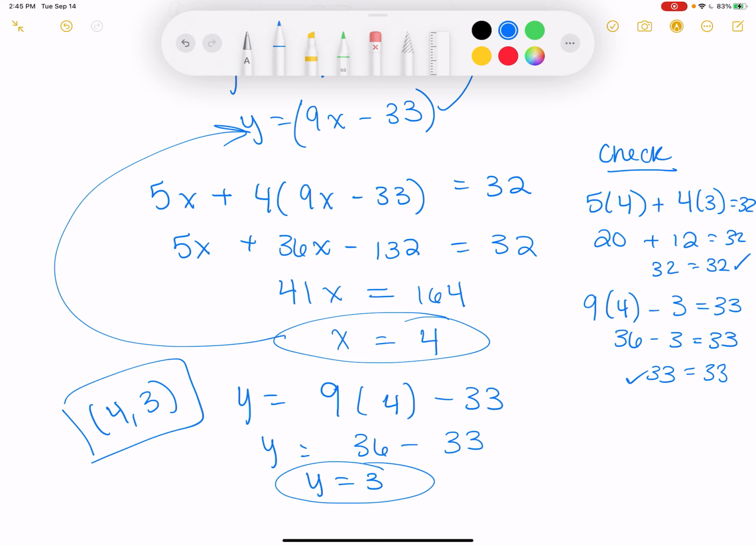Alright, so do we see where this stuff is coming from? Is it starting to make sense? Starting to click? It's getting there. Tomorrow I'll have a worksheet for you guys to do.